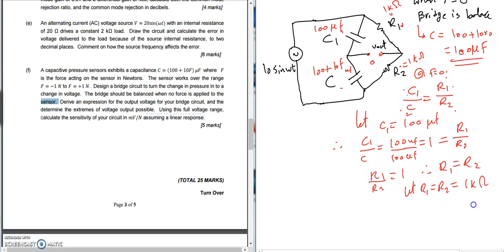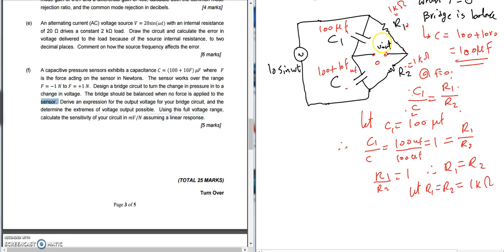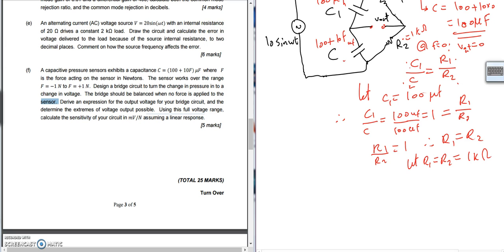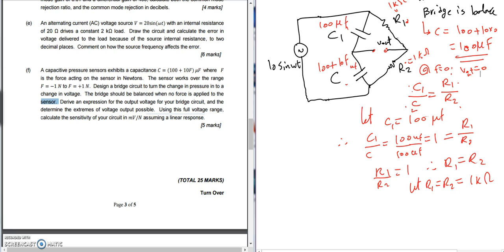Okay. So when F is 0, this is balanced. When F is not 0, there is a voltage here. So when F is 0, V out is 0. Now, what's the next step? The next step is to actually calculate the output voltage at any given time.